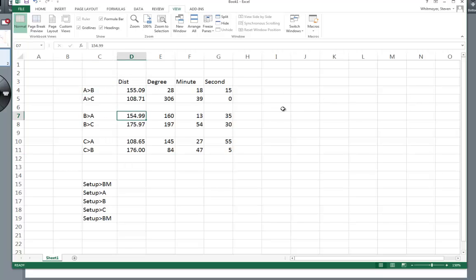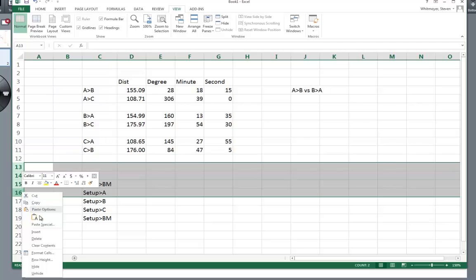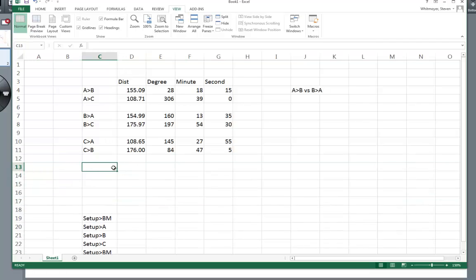So the first thing to look at, the horizontal distance of A to B should be the horizontal distance of B to A. What is our difference? So A to B versus B to A. Let's put this down here. Insert. So they should be exactly the same, right? So plus that minus this, we're off 1/10 of a foot.